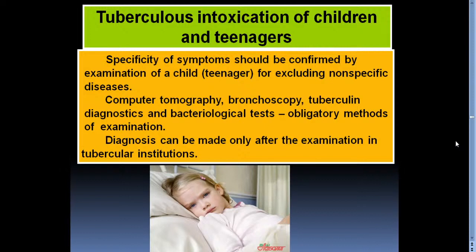Specificity of symptoms should be confirmed by examination of a child or teenager for excluding non-specific diseases. Computer tomography, bronchoscopy, tuberculin diagnostics, and bacteriological tests are obligatory methods of examination. Diagnosis can be made only after the examination in tubercular institutions.